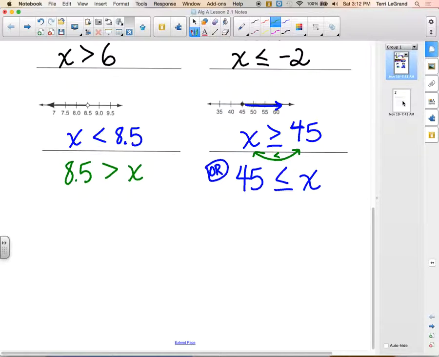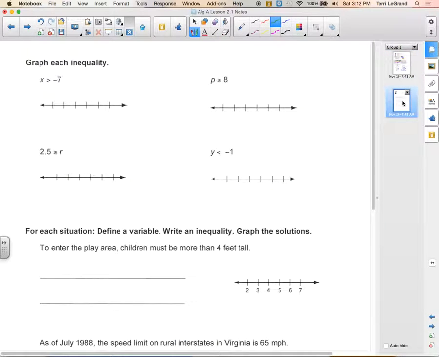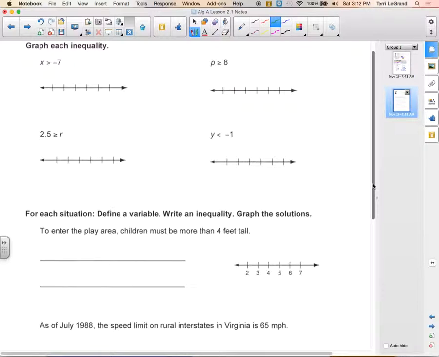Okay, let's go to the back side, see what we're going to be doing back there. Okay, so it says graph each inequality. So now we're going to graph them, and I'm going to require your graphs to be a little bit different maybe than they do in the book. What I do is, first of all, we have to get our number line set up. We're not going to graph it yet, we're just going to set it up.